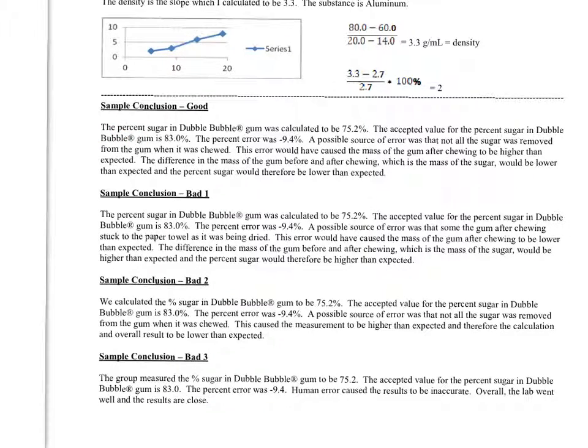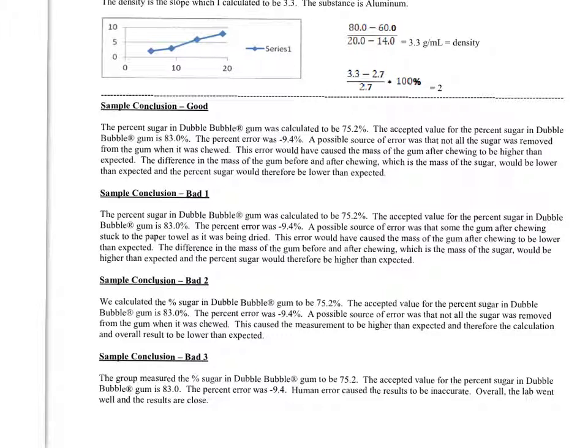The goal of this lab was to calculate the percent sugar that was in gum. So your first statement should be, what are your overall results? The percent sugar in double bubble gum was calculated to be 75.2%. Second, state your accepted value. The accepted value for the percent sugar was 83%. Next, you state your percent error. Remember, the calculation should be in the results portion, but your stated percent error should be in the conclusion. So the percent error was negative 9.4%.